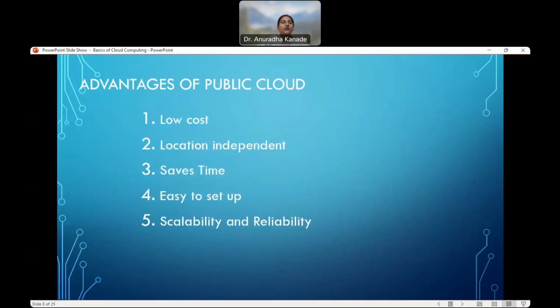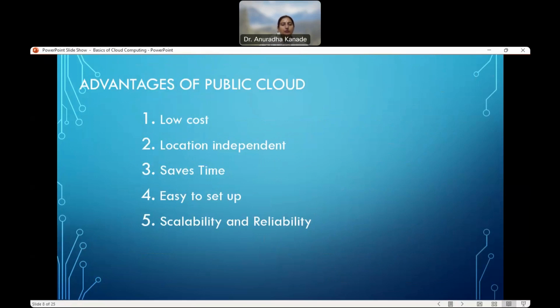So the advantages are, it is a very low cost facility. Then it is location independent because people can avail the services remotely. They are not supposed to come to the premises to access the services. So they can use these services from anywhere. The only thing needed is the internet and a device to access the services. It saves time because it is available 24 hours. You can access it from any corner of the world where the internet and a device are ensured.